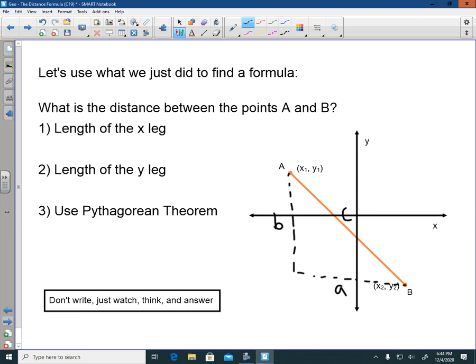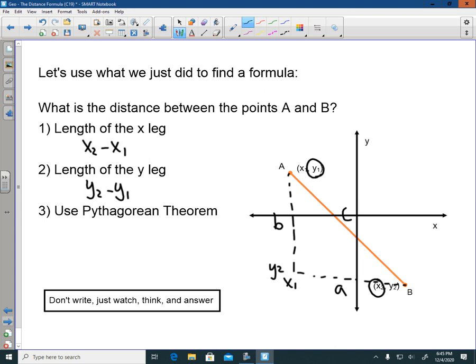Well, now we don't have the numbers, but we know that the x value here is x1, and the x value here is x2. And so the length of the x leg is going to be x2 minus x1. We don't know what that number is, but that will give us the length of that leg. We could do the same thing with the y values. We could take y2, the value at this y point, and y1, the value there, and subtract them to find the length of the y leg. If we knew those numbers, we could subtract them to find that value. So we would take y2 minus y1 to find the length of the y leg.